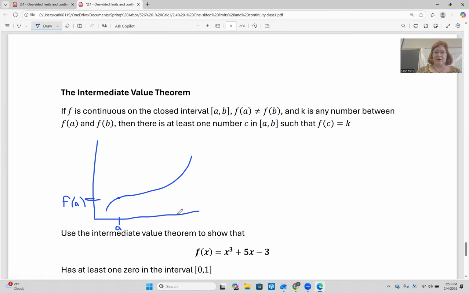And a little ways down, I have B, and it has its output f of B. And those two outputs are not the same. It's then telling us that any number between f of A and f of B, so say here is some number between them, there is an input such that I hit that output in between.